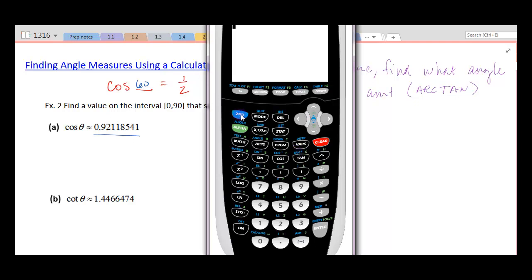So we would do second cosine, and I'm going to put in this value right here, which is 0.921185541. And what does it return? The degree measurement. If I take the cosine of 22.8 degrees, I get back 0.921. So that is an actual degree measurement.